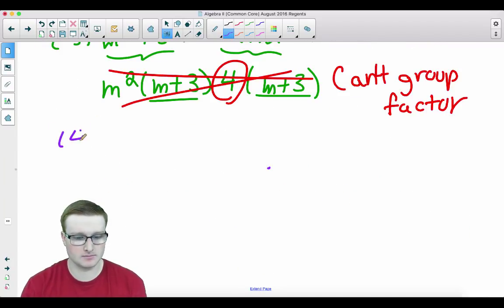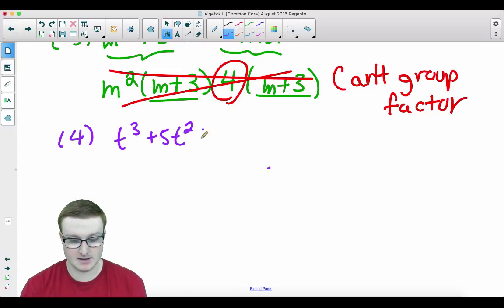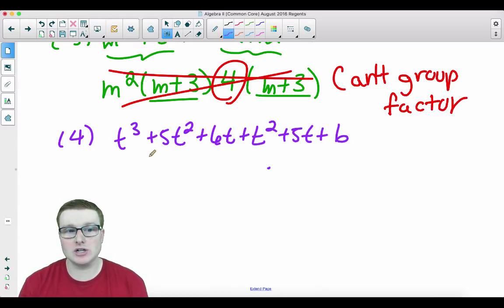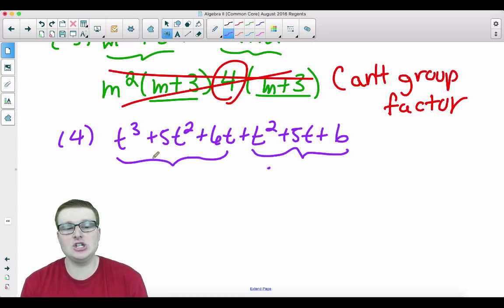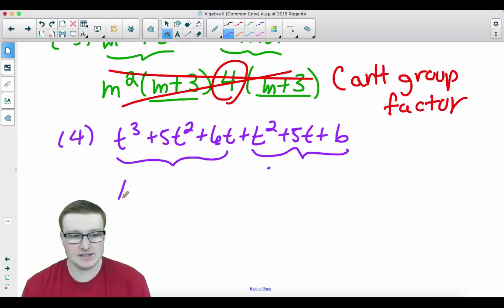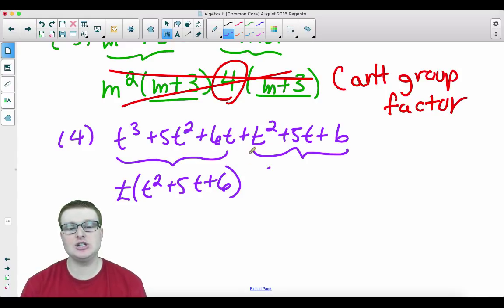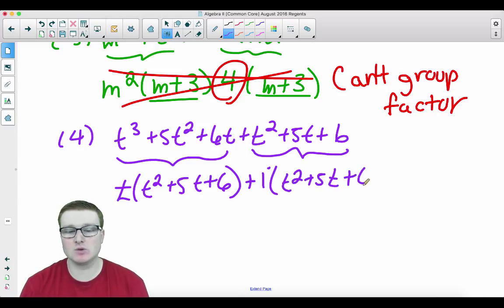So choice 4 shows t cubed plus 5t squared plus 6t plus t squared plus 5t plus 6. So what you're actually going to do is group factor 3 terms. Okay? Take out the GCF over here. The GCF is t. You're left with t squared plus 5t plus 6, right? Now the GCF here is positive 1, so take out a plus 1, and you're left with t squared plus 5t plus 6. The same rules apply.